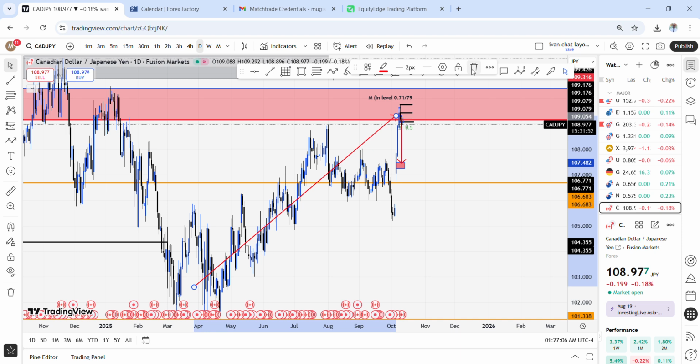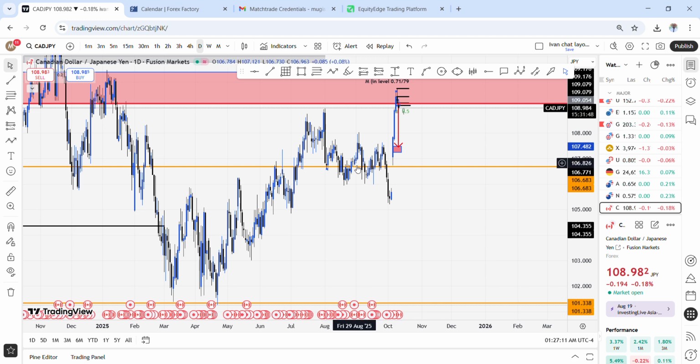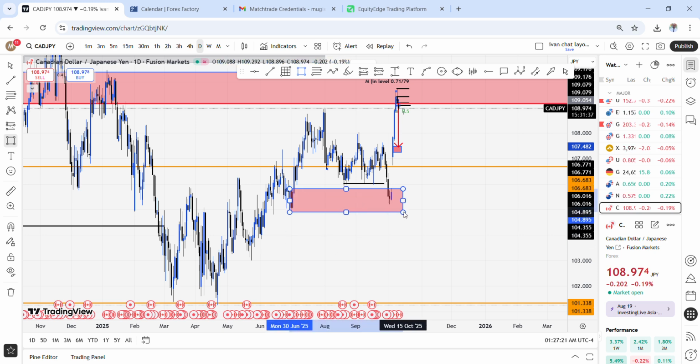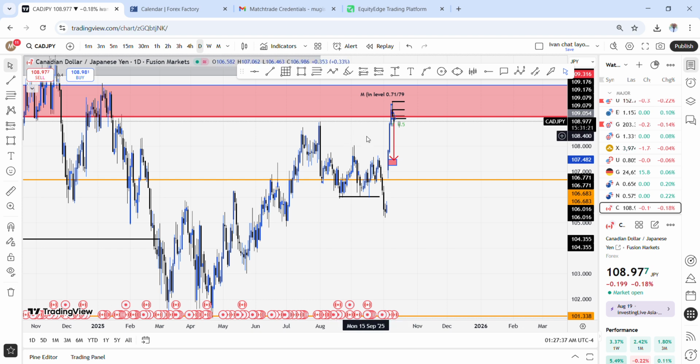But now the thing that we have here is that these markets at one moment came and took this liquidity, then came into this order block, which is around here. And after that, at the opening of the week, we got this gap which happened around this place. But now we are looking for reasons as to why we should sell.